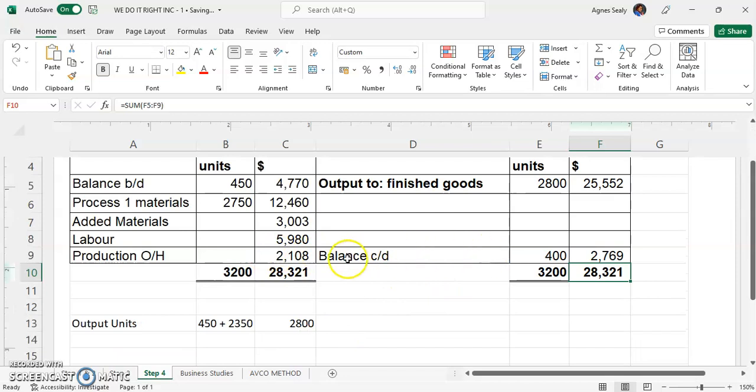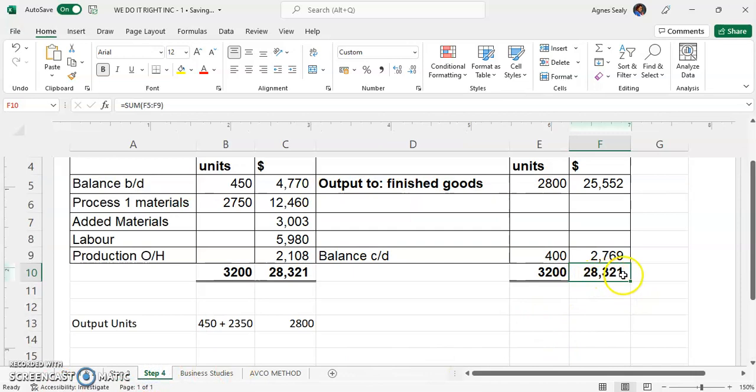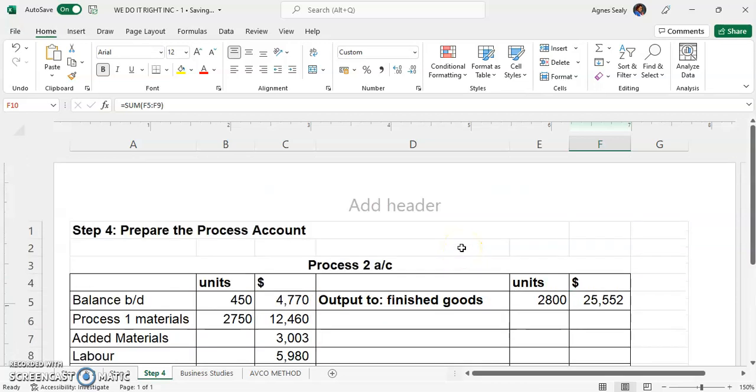And as you can see here, what we calculated as the total valuation of our inventory, $28,321, is the same figure that was here on our process 2 account. So this completes our look at our demonstration question.